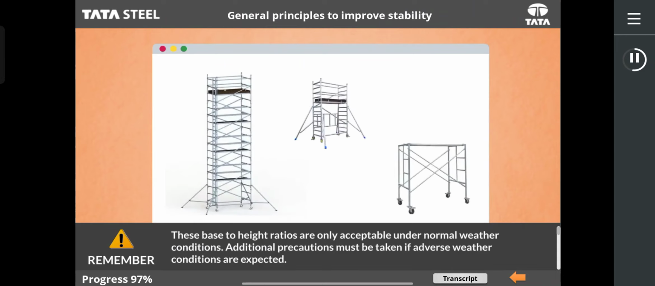Mobile scaffolds generally need to be braced on all sides. All mobiles must also be plan braced to prevent the tower from deforming in shape, that is, parallelogram, except in the case of a mobile aluminium framed scaffold where the lowest fully decked platform is below 3 meters high. Remember, these base to height ratios are only acceptable under normal weather conditions. Additional precautions must be taken if adverse weather conditions are expected.